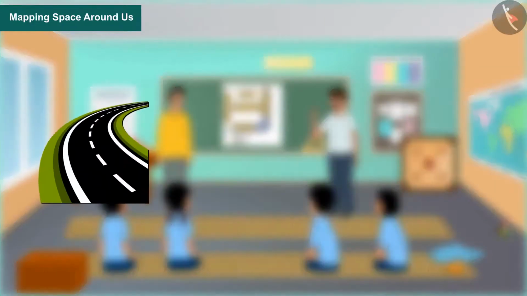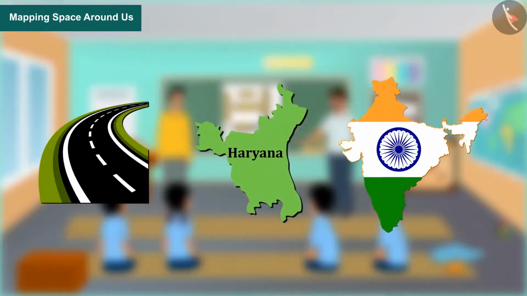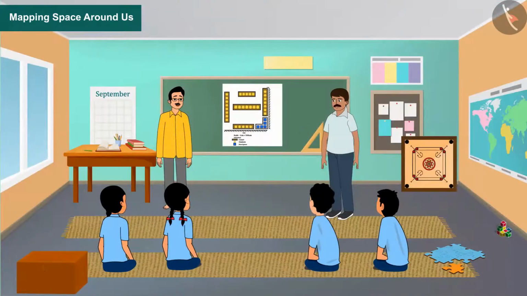Similarly, maps of roads, provinces, cities, countries are also used for planning and management. I hope that you have understood the method of map making and its nuances.